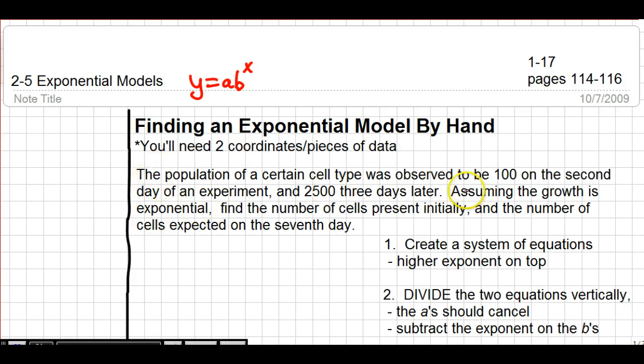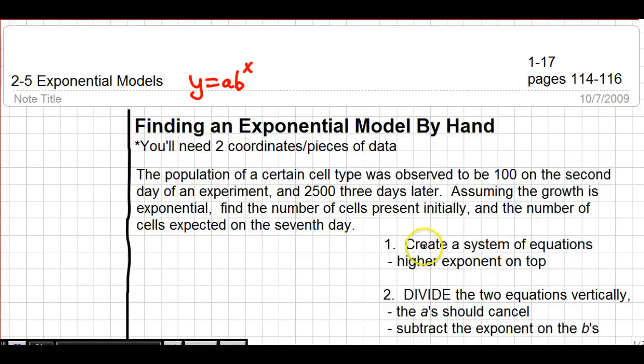So we're going to use this example to start. Population of a certain cell type was observed to be 100 on the second day of an experiment and 2,500 3 days later. Assuming the growth is exponential, find the number of cells present initially and the number of cells expected on the 7th day.